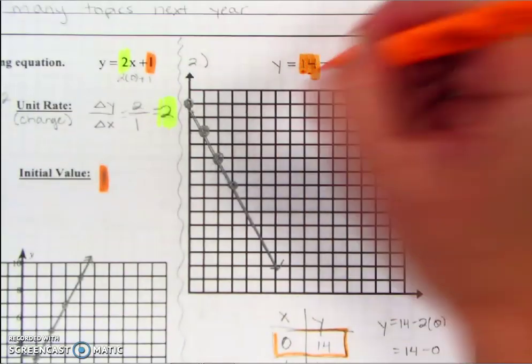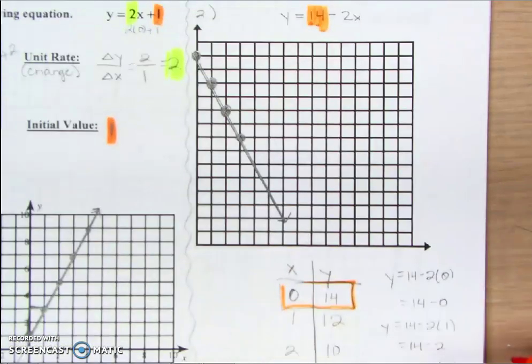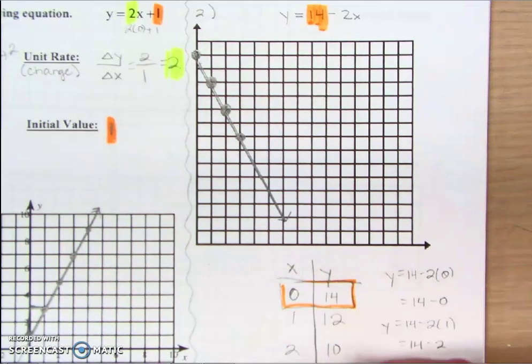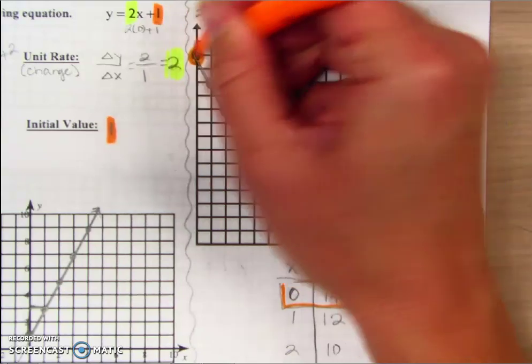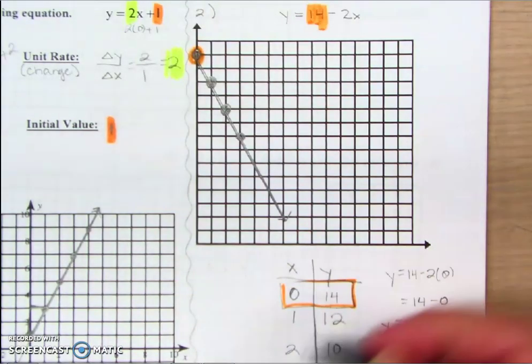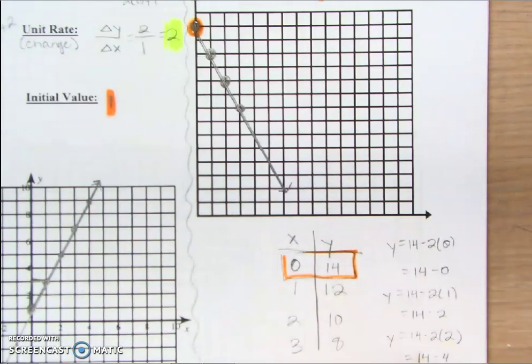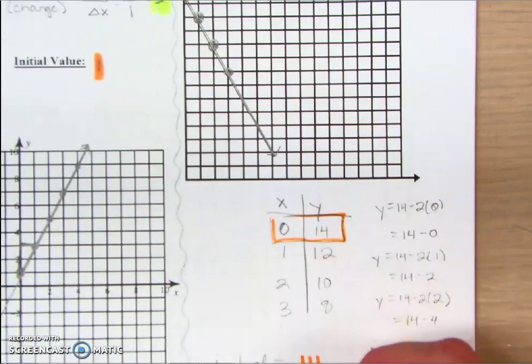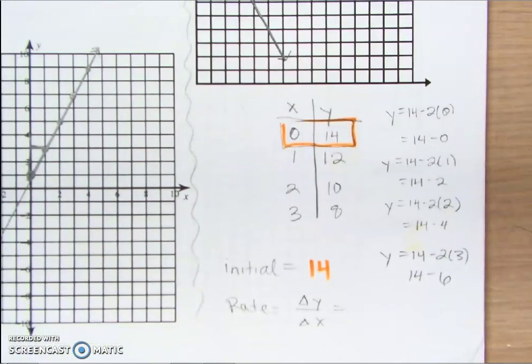And we notice it shows up there in the equation by itself, no x connected to it. So the initial value is 14. That shows up right there. That's before we start changing the x. And then our rate is how it changes. So it's the change in y over the change in x.